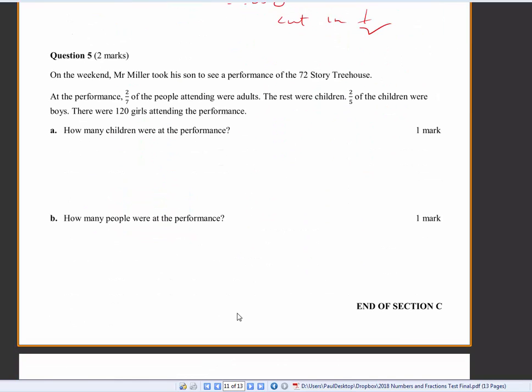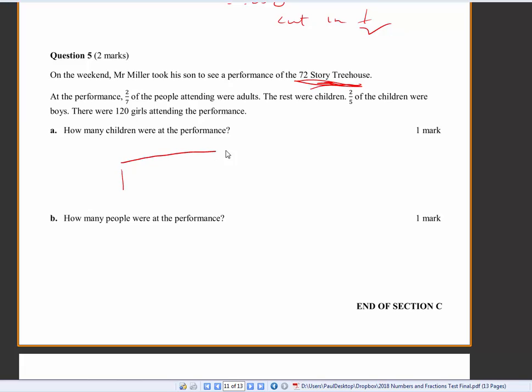Okay, and the very last question is this performance of the 72-story treehouse. It was a true story. I did go and watch that, which was riveting. At the performance, 2/7 of the people attending were adults, the rest were children. 2/5 of the children were boys. There was 120 girls at the performance. Okay. Alright, so how many children were at the performance?